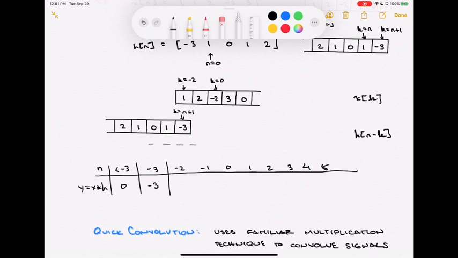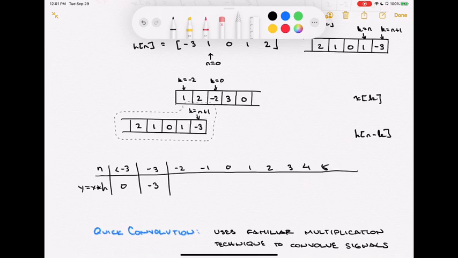I'm now going to slide over, which is why it's called the sliding tape method. I'm going to slide over 1 unit, and now we're going to have an overlap of 2 elements in these tapes. I'm going to have 2 overlapping with minus 3 and 1 overlapping with 1. If I multiply the corresponding elements, I get 2 times minus 3, that's minus 6, plus 1 times 1.